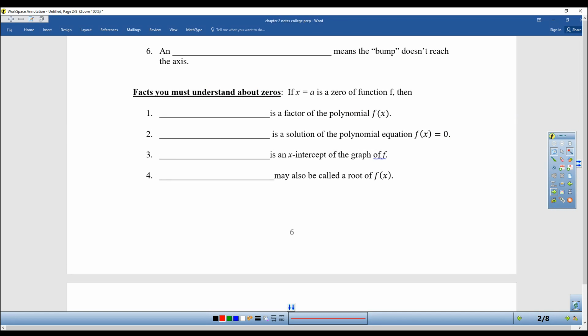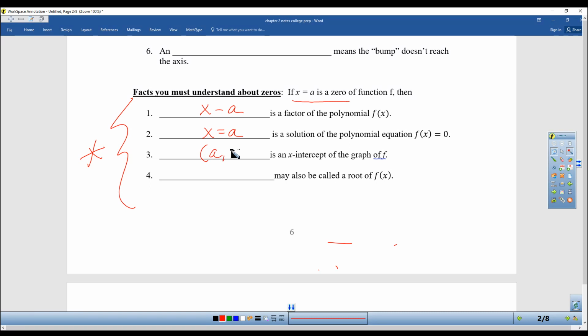All right, one last little set of notes here, 4 things, and then we'll start actually doing problems. This is huge. This is all things that you learned in Algebra 2, but now we really want to solidify them this year. So if x equals a is a 0, then x minus a is a factor. X equals a is a solution of the polynomial f of x equals 0.